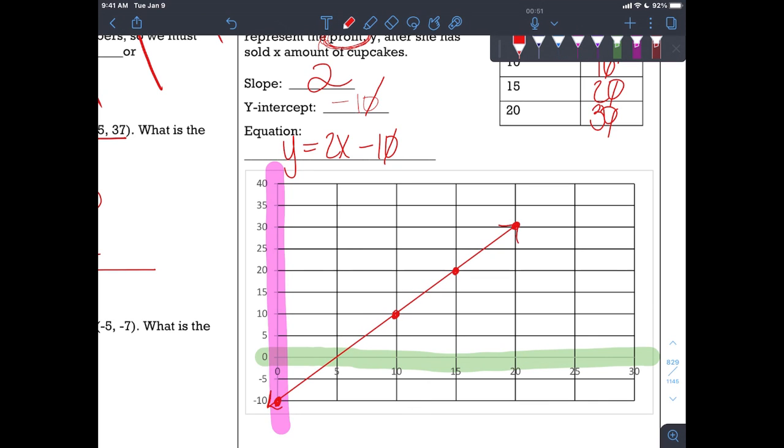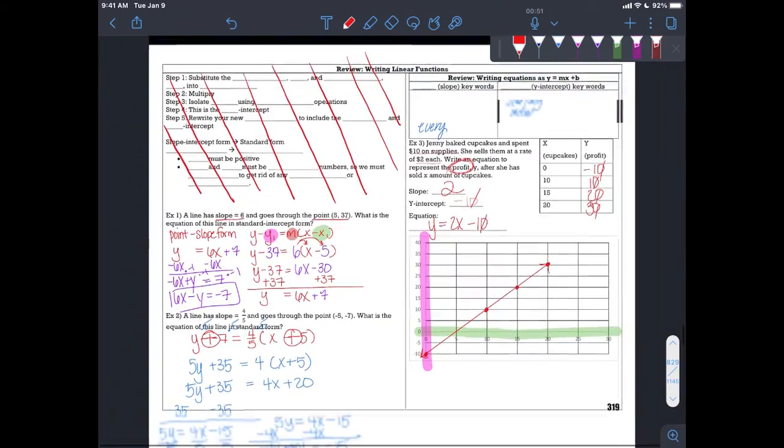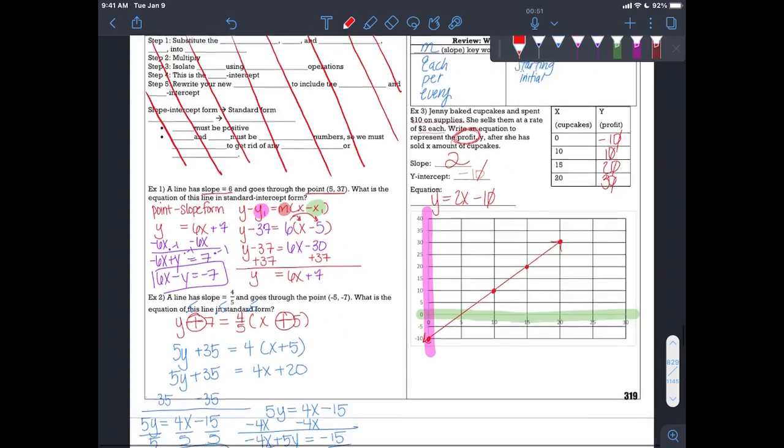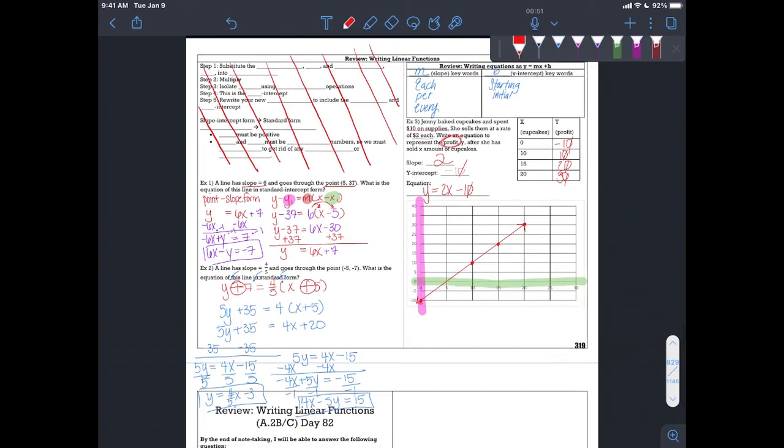Pretty simple. Alrighty, so that is everything that I have for you today. I want you guys to go ahead and get started on your example question, and I will see you next time.